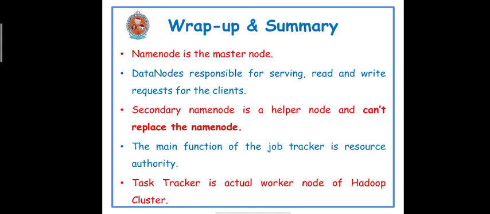Coming to summary, name node is the master node. Data nodes are responsible for serving read and write requests for the clients. Secondary name node is a helper node and cannot replace the name node. The main function of the job tracker is resource authority. Task tracker is the actual worker node of the Hadoop cluster.